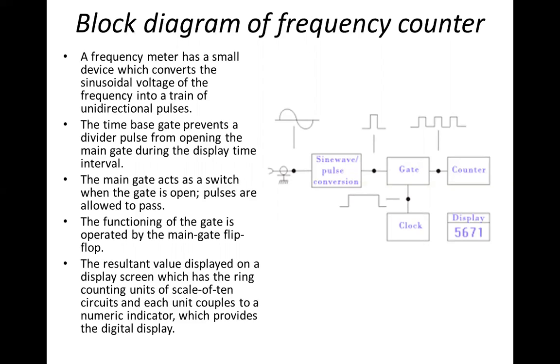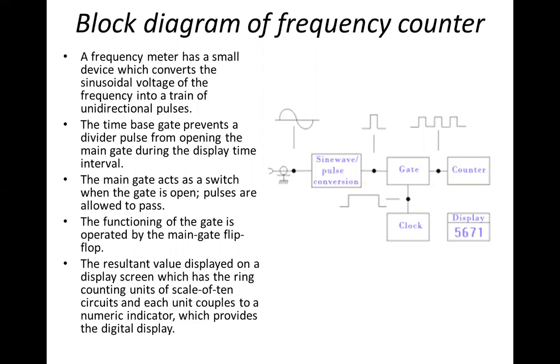The functioning of the gate is operated by the main gate flip-flop, an electronic counter at the gate output that counts the number of pulses passed through the gate while it was open. As the main gate flip-flop receives the next divider pulse, the counting interval ends and divider pulses are locked out.